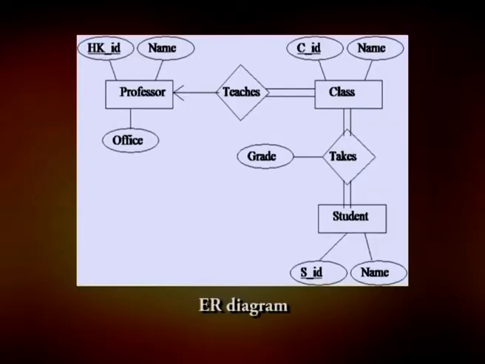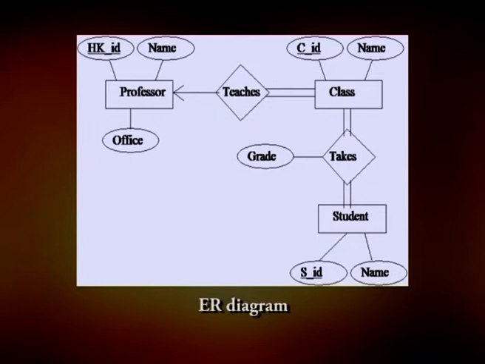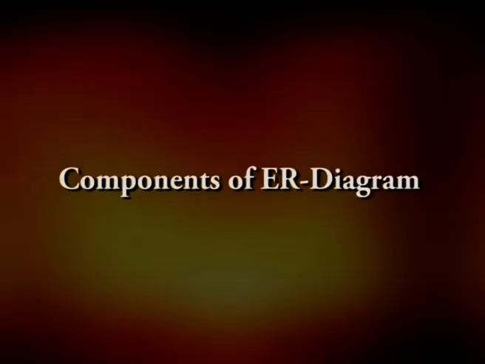Look at the figure shown. This is an example of ER diagram showing the relationship between the entities professor, class and students, which have the relationships with names teaches and takes. Rest of the details about the symbols used here and their purpose we will be discussing shortly. Let us start with the components of the ER diagram.